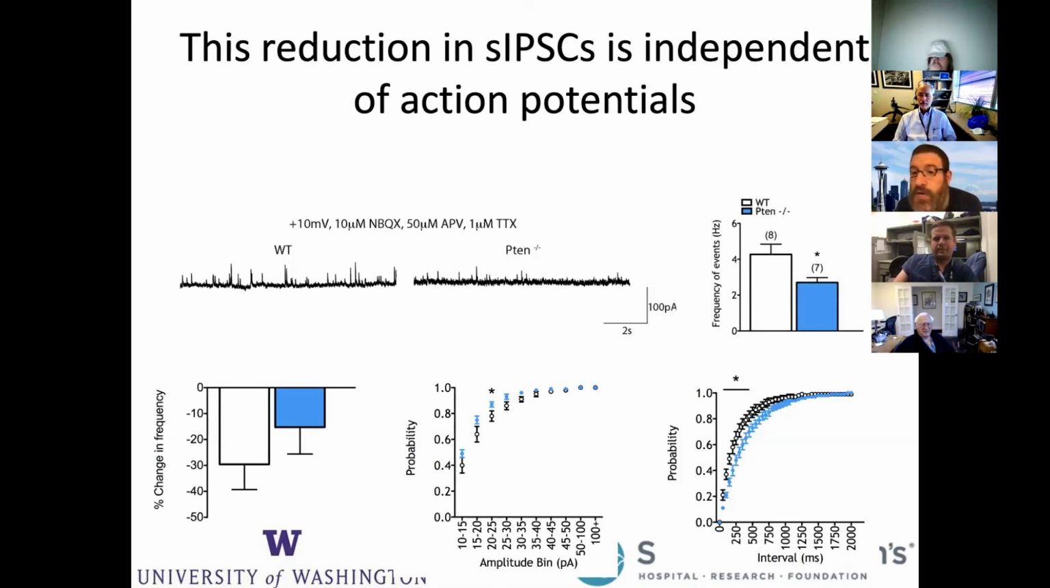What you see in the upper left-hand corner is an example recording of less inhibitory currents in a P10 knockout. On the upper right-hand side, you see a significant reduction in the frequency of events. And on the lower right-hand side, you see again that this is distributed among a variety of amplitudes and a variety of inter-event intervals, which are what we call miniature GABAergic events.